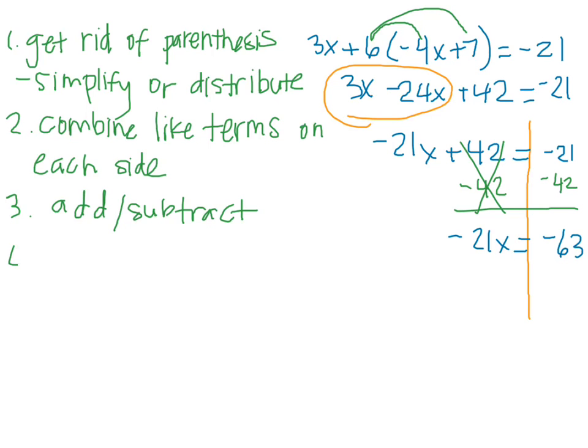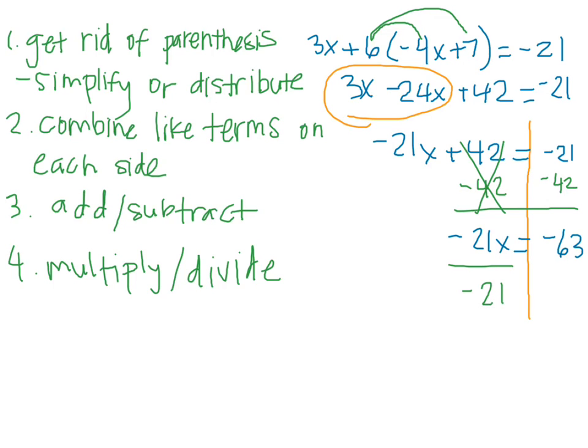And I'm now on to my final step, which is to multiply or divide. Remember, the goal here is to get our variable, which in this case is x, all alone. So since I have negative 21x, or negative 21 times x, I am going to divide. My negative 21s will cancel out. We're stuck with x equals negative divided by a negative is positive, and I know that 63 divided by 21 is just 3.